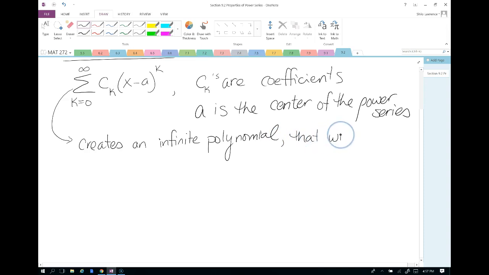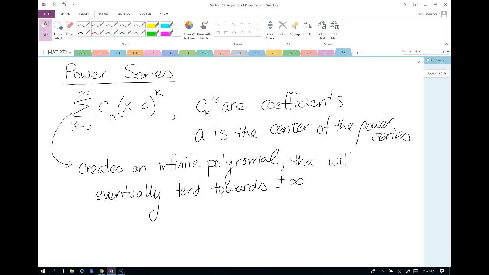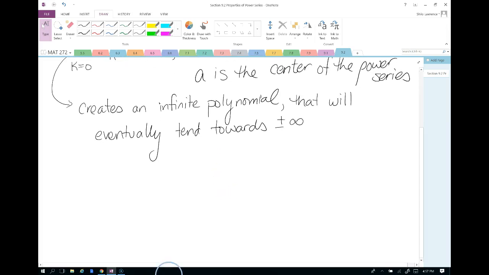So these polynomials will eventually tend towards either positive or negative infinity. And that could be a problem because if the function that we are trying to approximate using this polynomial doesn't go off to infinity, that means at some point when our polynomial goes off to infinity, we know that the polynomial is not a good fit anymore. So what we do is we calculate something called the radius of convergence.